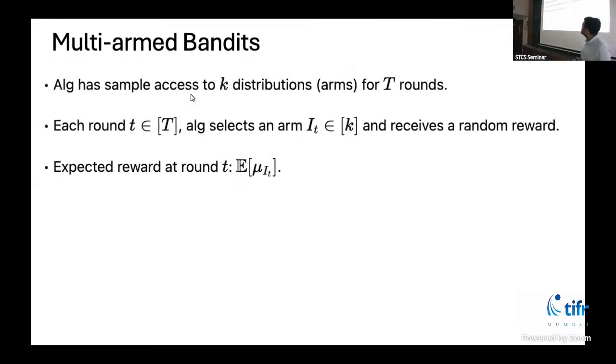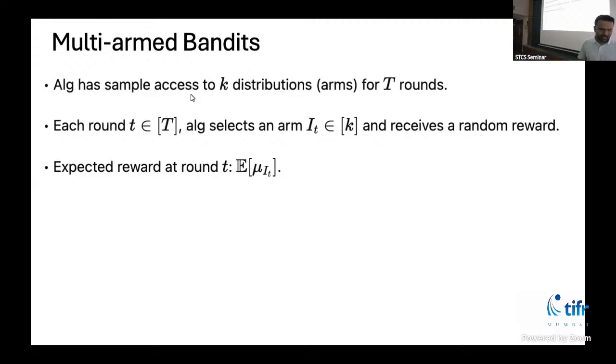Okay, so here is the formal notation. The algorithm has access to k distributions. You can call each distribution an arm. There are capital T rounds. In each round, small t from 1 to capital T, the algorithm selects an arm I sub t, which can be any of the k arms, and receives a random reward.